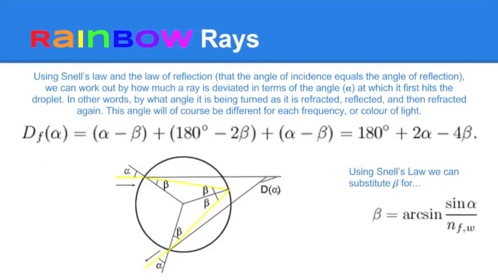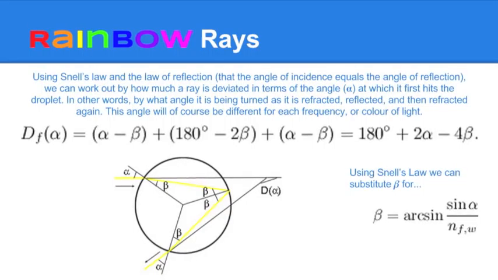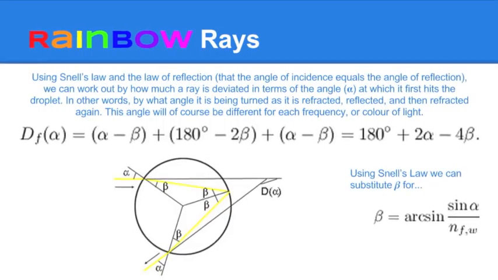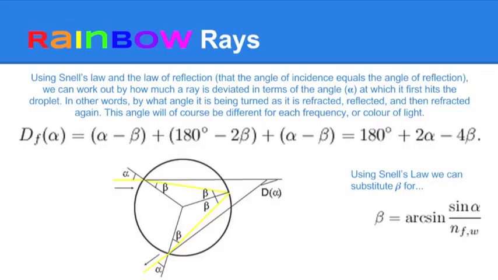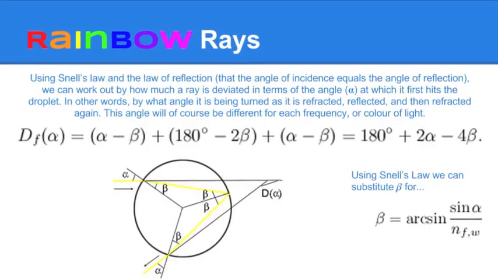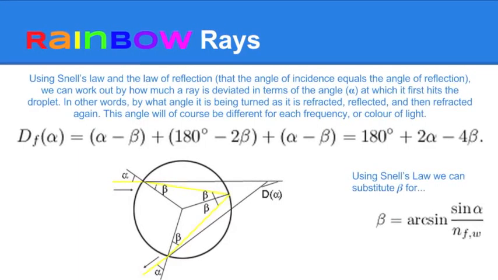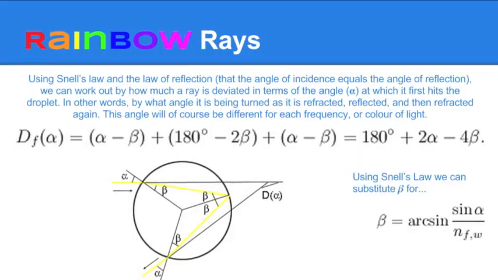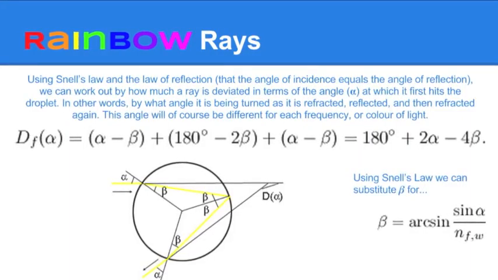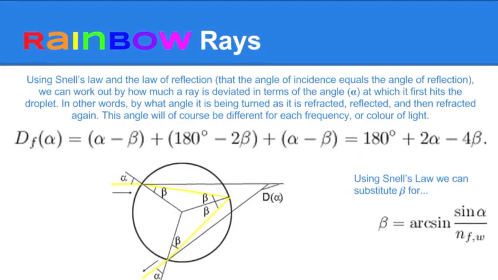Using Snell's law and the law of reflection, we can work out by how much a ray is deviated in terms of the angle at which it first hits a droplet. In other words, by what angle it is being turned as it is refracted, reflected, and then refracted again. This angle will of course be different for each frequency or color of light.